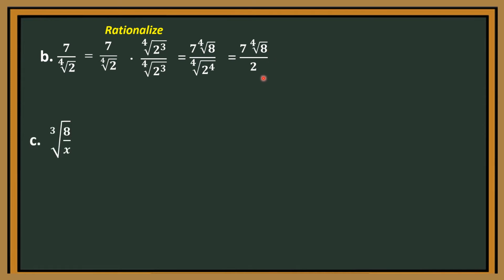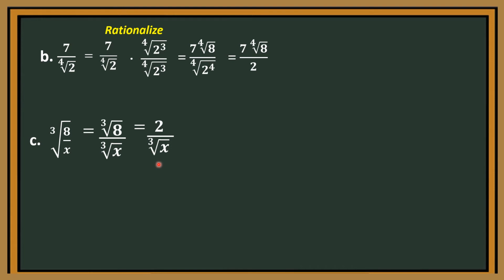Next is cube root of 8 over x. Just separate the numerator and denominator. So, we will have now cube root of 8 over the cube root of x. Ang 8 natin dito ay perfect cube. So, pwede natin siyang i-simplify. What is the cube root of 8? That is 2. Just copy the denominator.